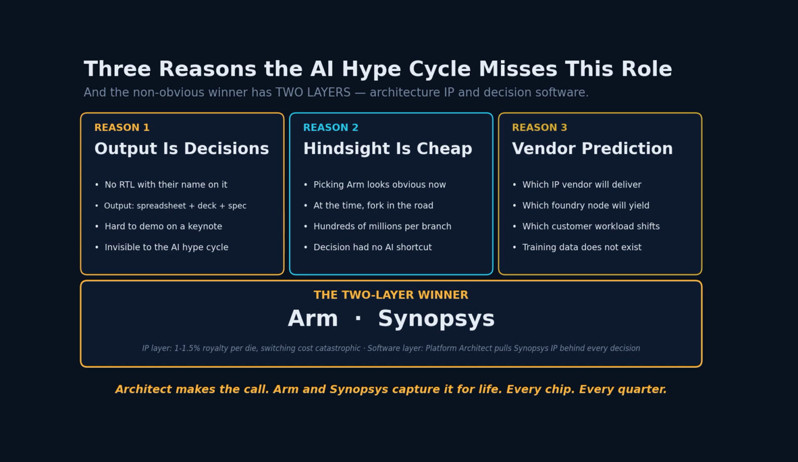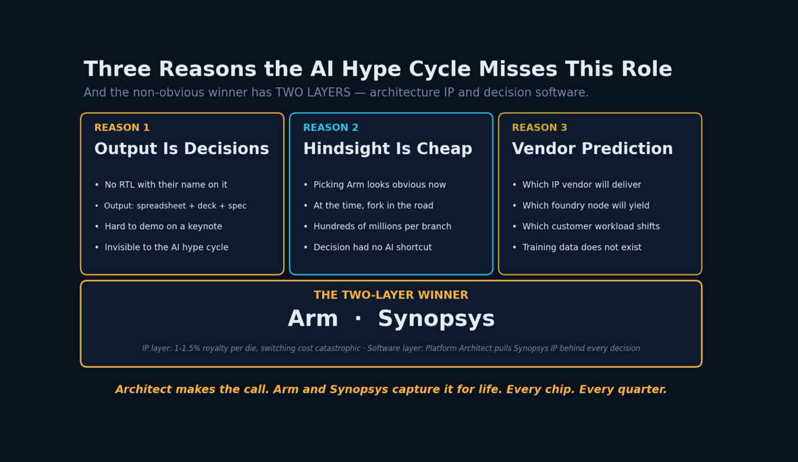Reason 2. The decisions look obvious in hindsight and impossible in the moment. Picking ARM for the CPU cluster, picking 3 nanometer for the compute tile, picking CoWoS-L packaging. 3 years later, it looks like the only choice anyone could have made. At the time, each was a fork in the road with hundreds of millions of dollars on each branch.